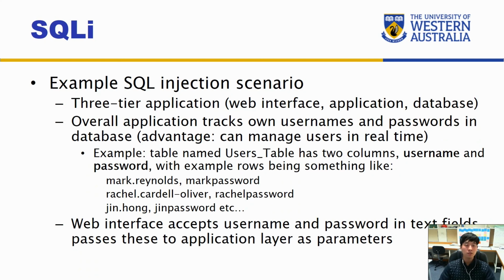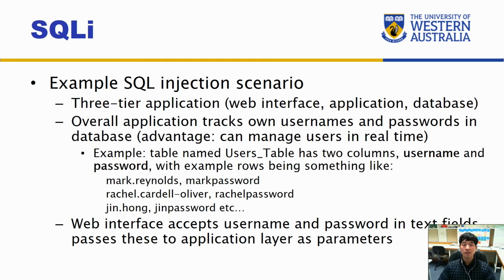We have a 3-tier application: the web interface, application, and database. The example I'll show you is the application and database only. The application tracks its own usernames and passwords in the database. The advantage is that you can manage users in real time. For example, the users table has 2 columns, username and password, with example rows being some random samples I created.